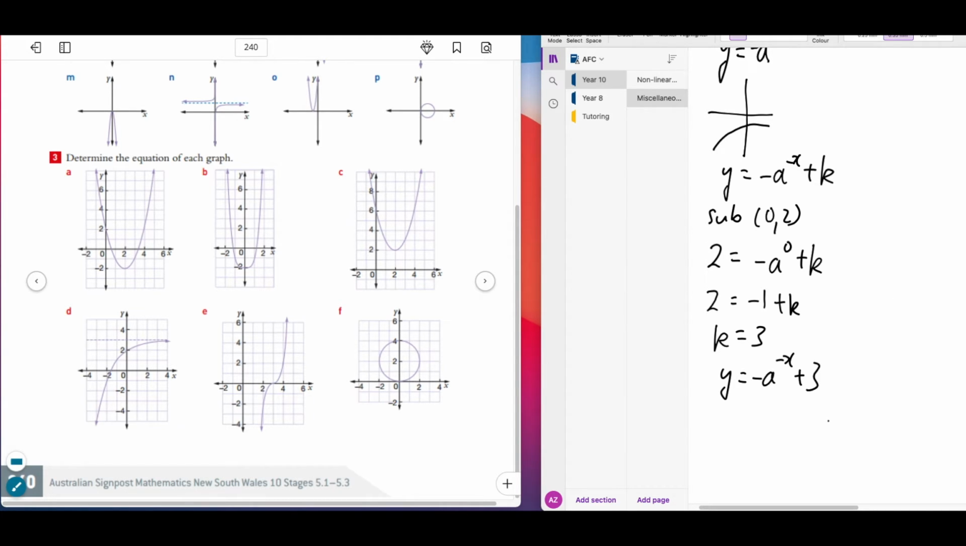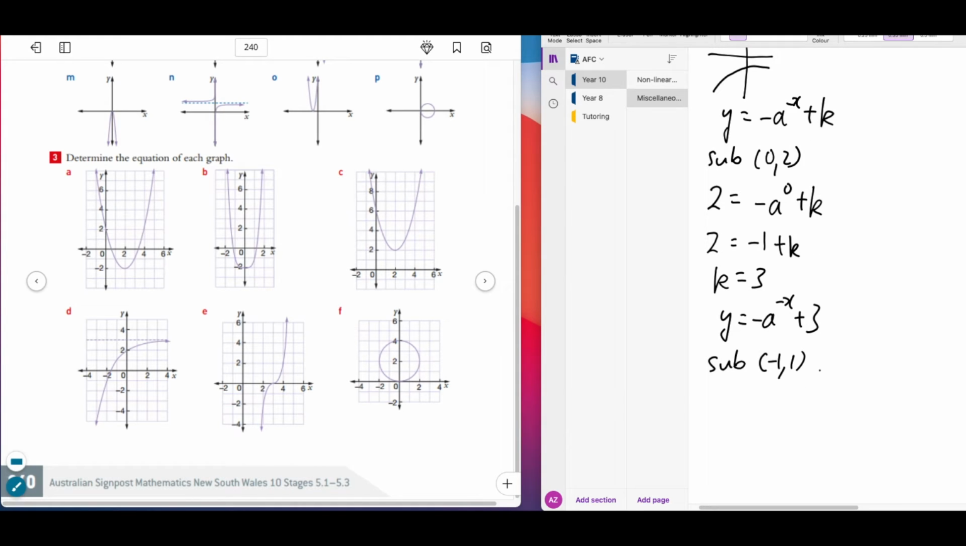However, there's still another variable that we need to work out, and that is the a. So how do we work out the a? Well, we can sub another point in. So let's see, what other point can we use? So we can use minus 1 and 1, right? So there's that point there, which we can use. So I'm just going to sub minus 1 and 1 in. Because the other points, they don't look like whole numbers to me. So I'm just comfortable subbing in with whole numbers, just to make it easier.